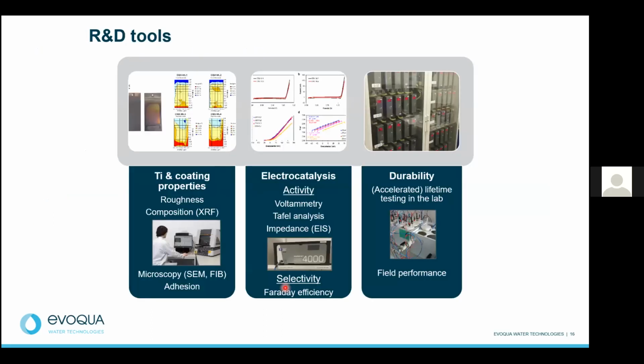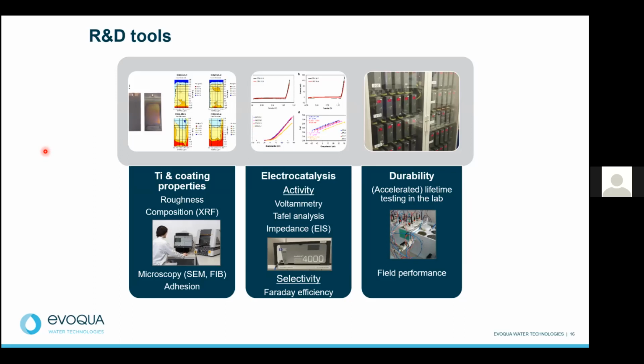And the techniques that we usually use in the lab are, from the materials perspective, we look a lot into roughness and composition of the coatings using X-ray fluorescence spectroscopy. We also do more detailed investigations for structure-activity relationships using SEM and FIB, focused ion beam. And we generally also do a lot of adhesion tests for these coatings.